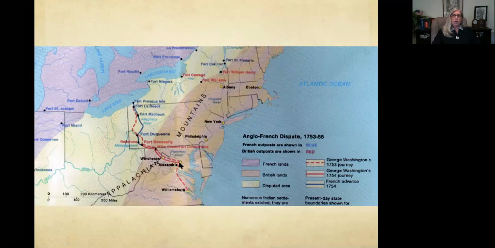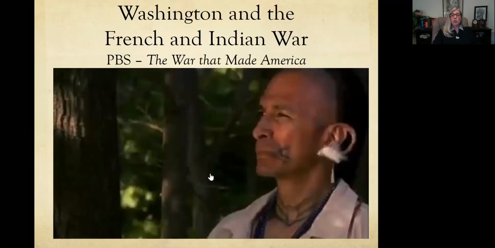Look at the territory. So he's gone from Williamsburg, which would have been the colonial seat of power at that time in Virginia. He's come up here to Fort Duquesne. He's got this militia group of a couple hundred people with him, and it does not work out very well in this early era. I want to show you a film clip.